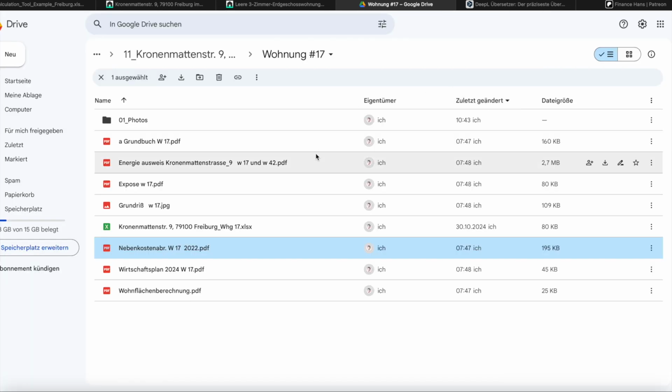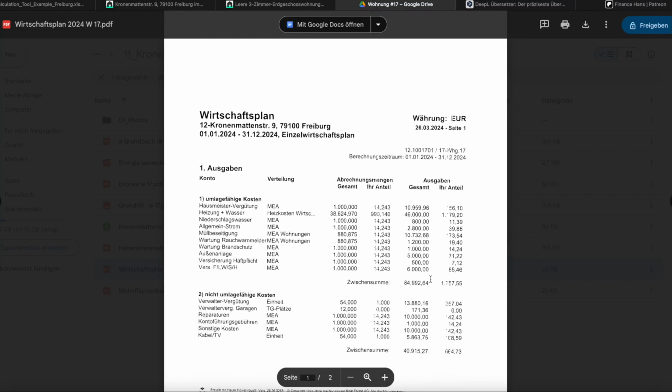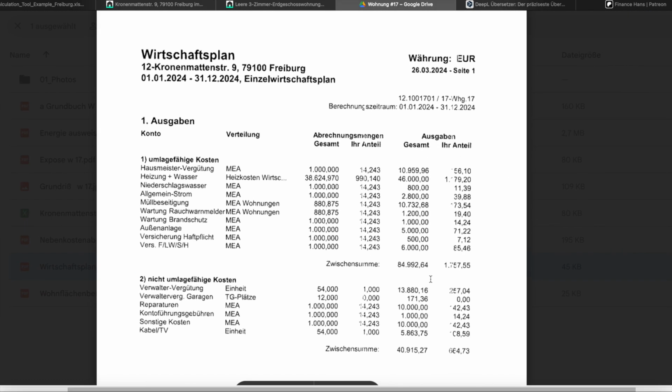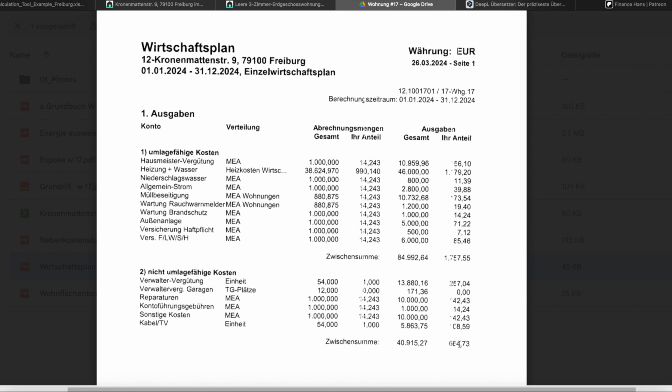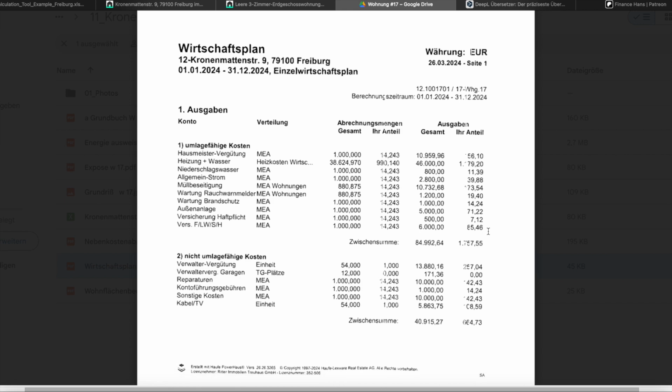In addition to these cost statements, you also have the Wirtschaftsplan, which is basically a plan of the next year and which also describes the annual costs associated with the property, again split up into the allocable costs, the first bucket over here, and then also the non-allocable costs. So it's sort of a forecast for the next year. The amounts shown in the Wirtschaftsplan are usually also in line with the ones shown in the cost statements, which we just looked at, for example.